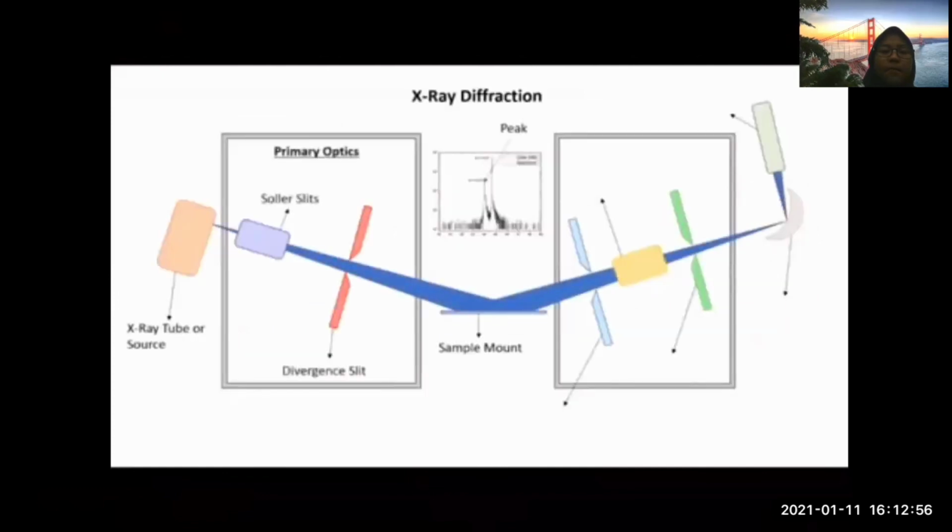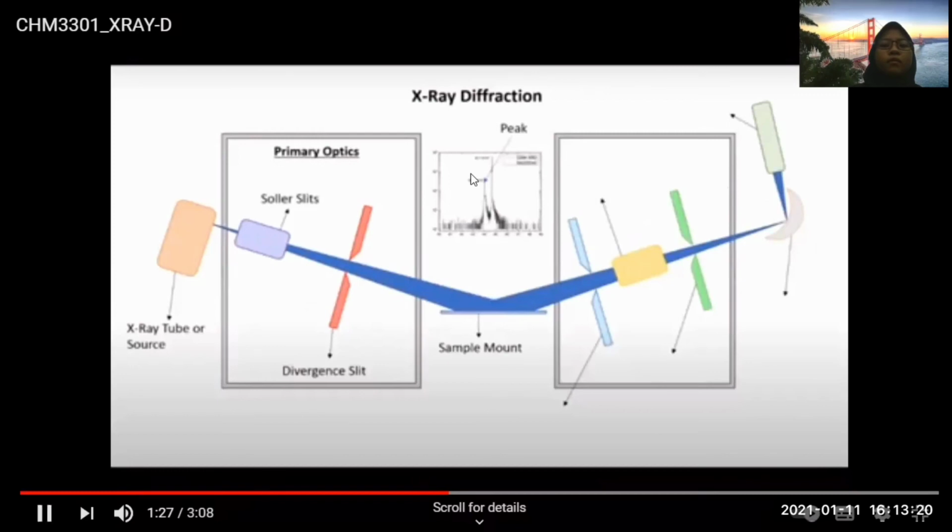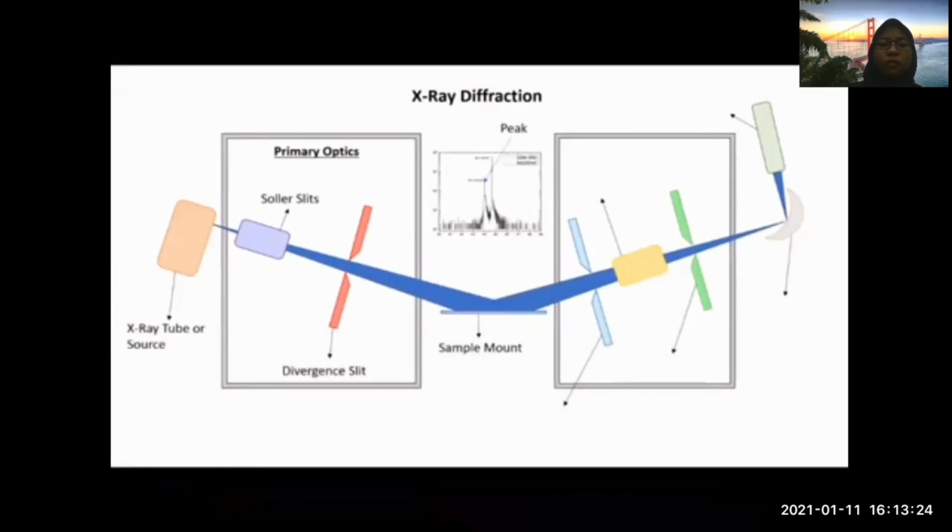The primary optics contain soller slits and divergent slits. These allow for better resolution of angles, so we can see the film more precisely. This allows us to see narrower peaks if they exist in the film, but does not cause narrow peaks. We want narrow peaks because that means there is a high concentration of atoms with the same spacing. This image is of some data with 2 peaks. These are the peaks that we were talking about.